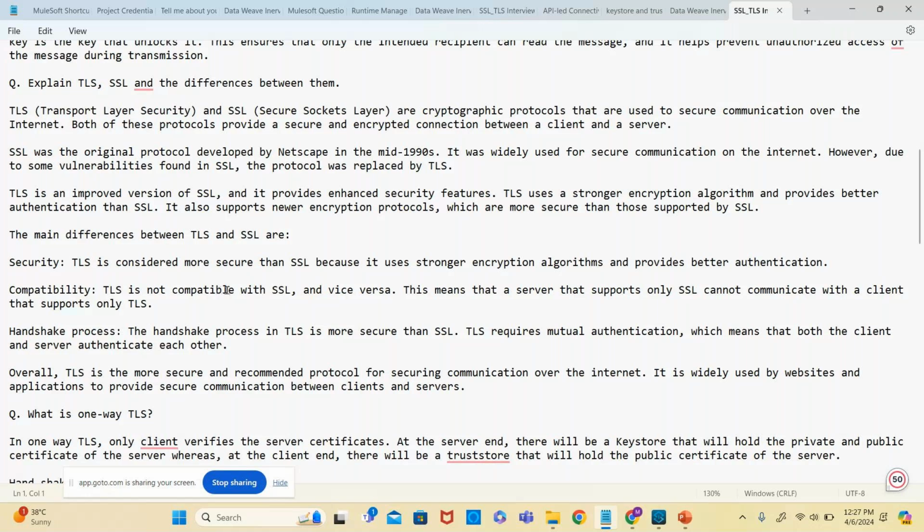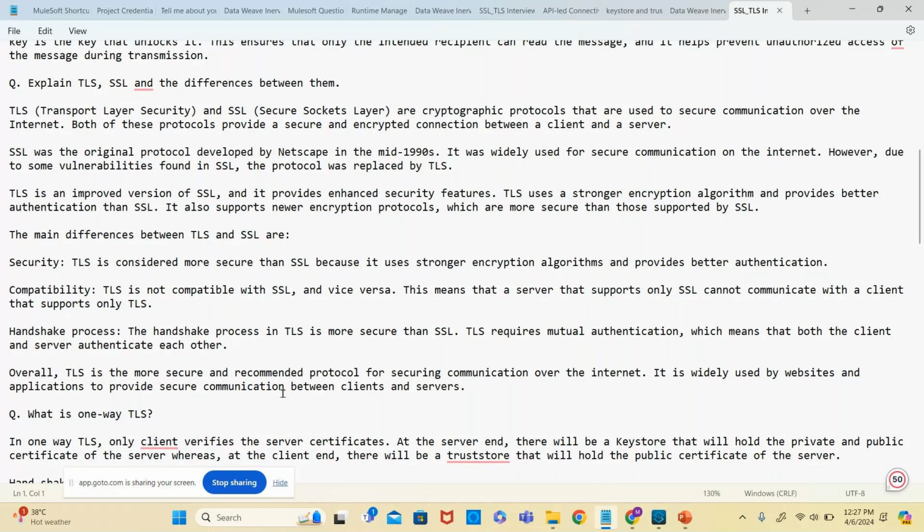TLS requires mutual authentication, which means both the client and server authenticate each other. HTTPS, that only happens, right? Client will authenticate the server, server will authenticate the client. Exactly. See, overall TLS is the more secure and recommended protocol for secure communication over the internet. It is widely used by websites and applications to provide secure communication between clients and servers.